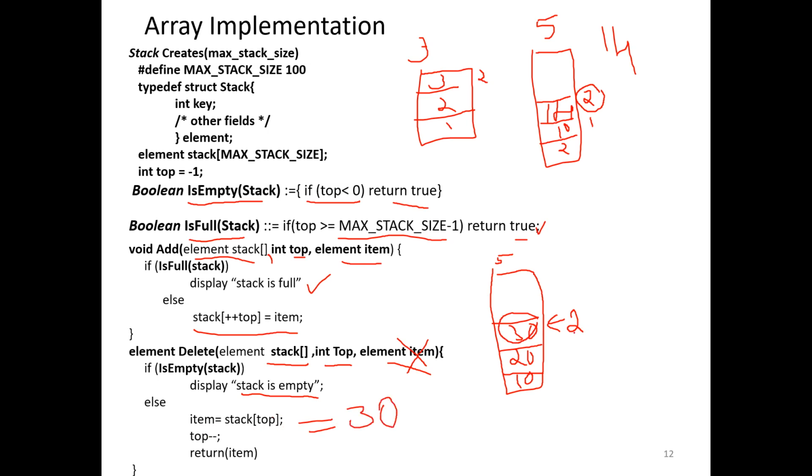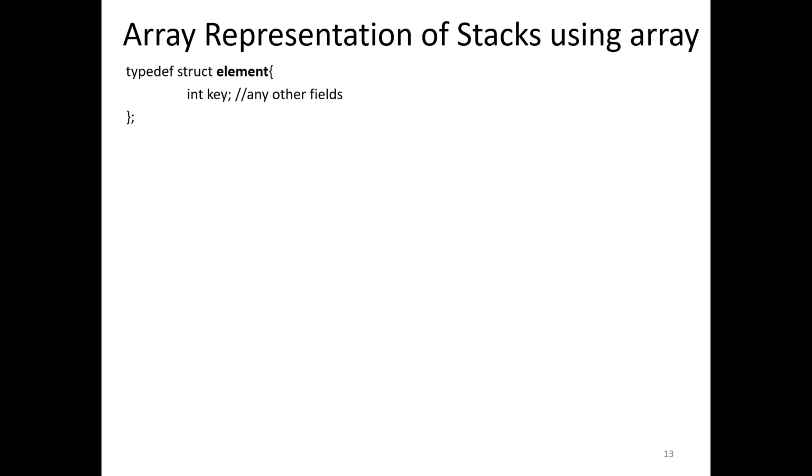Then top you have to decrease. 2 minus 1, that is 1. Return the element 30 you are going to return. So now this is removed. This is the updated status of the stack having two elements, 10 and 20. Okay. Now we'll see how to implement the stack using the array concept in C.